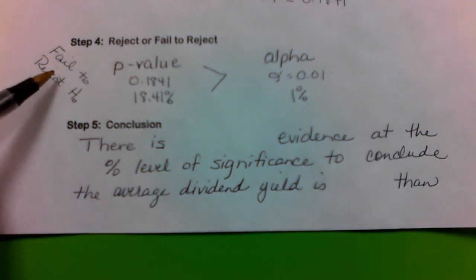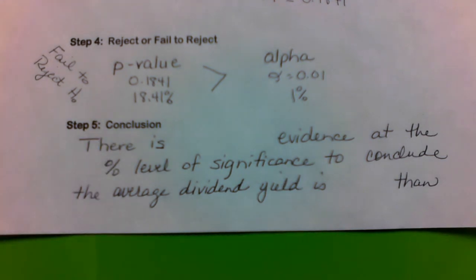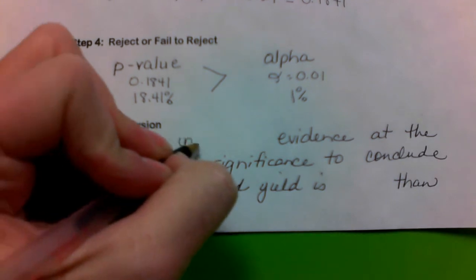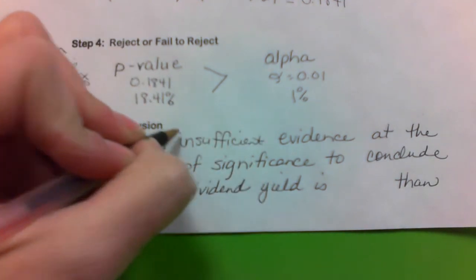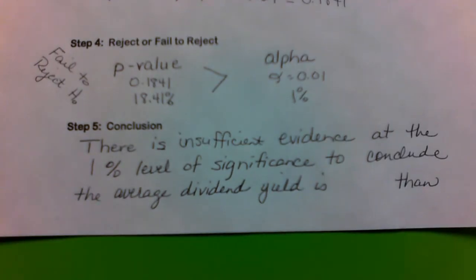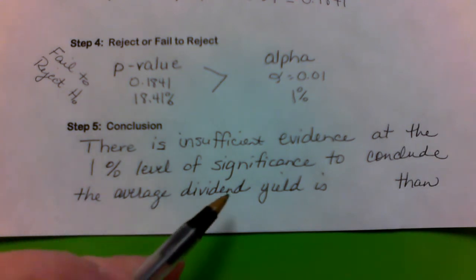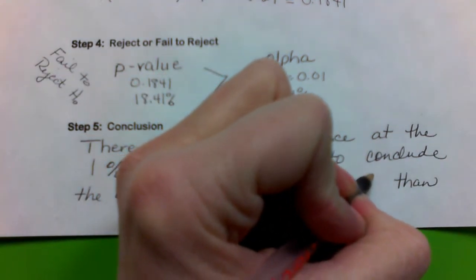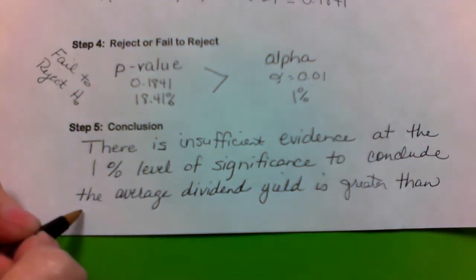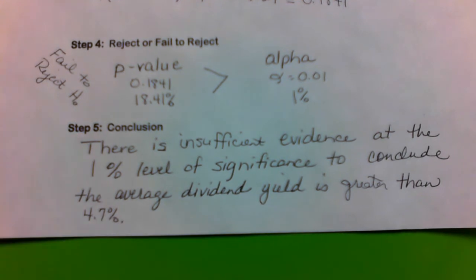So when we fail to reject, then in our conclusion, there is insufficient evidence at the 1% level of significance to conclude the average dividend yield is, and then it refers back to the alternate, and the alternate stated that it's greater than 4.7%. So there is not enough evidence, insufficient evidence at the 1% level of significance to conclude the average dividend yield is greater than 4.7%. Basically what we're saying is we have not proven that it's greater than.